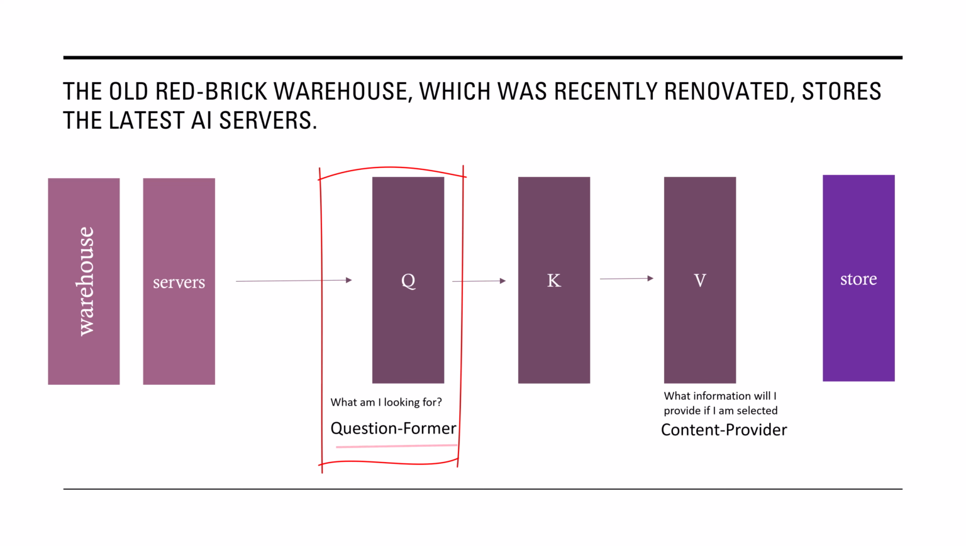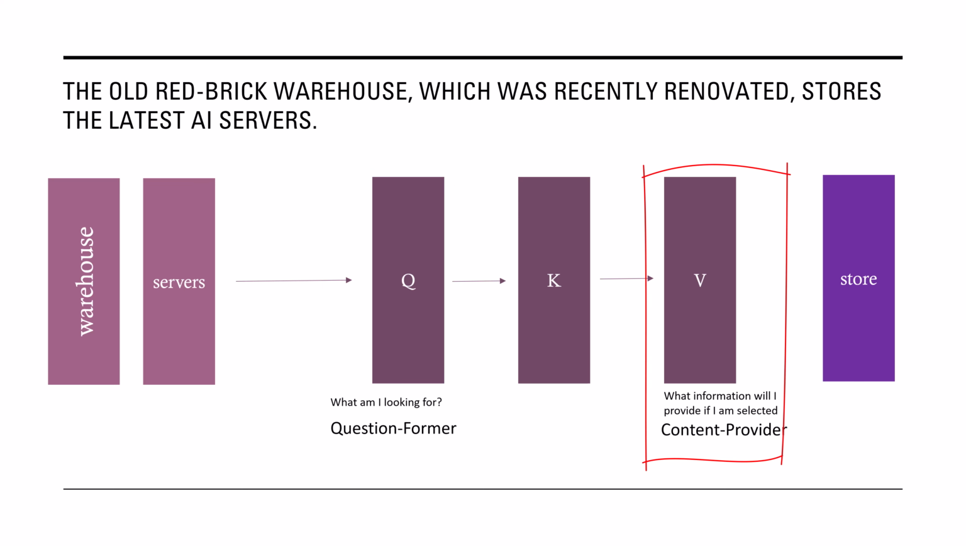And the V layer is: what information will I provide if I'm selected? It's keeping the value. It is the content provider. What information will I provide if I'm selected, right? So let's look at this example.